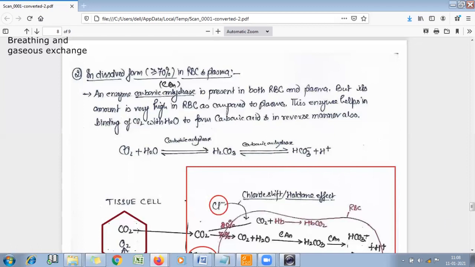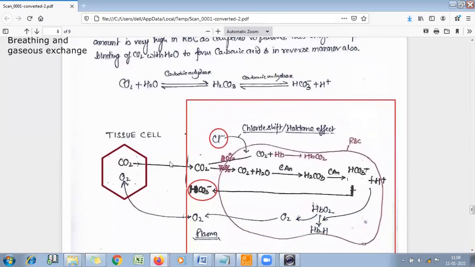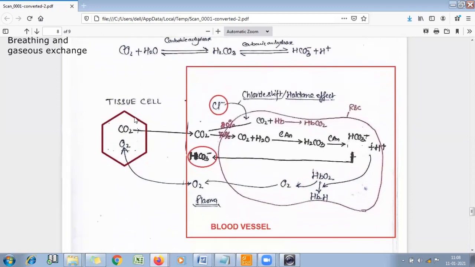So we will see the exact mechanism which is taking place in tissues and blood, and alveoli and blood. As we know, carbon dioxide has to be transferred from tissues to the blood. So this outline is showing the blood vessel in which this RBC is present, and around this RBC plasma is present, and this is the tissue or cell. So what happens, this carbon dioxide is transported.